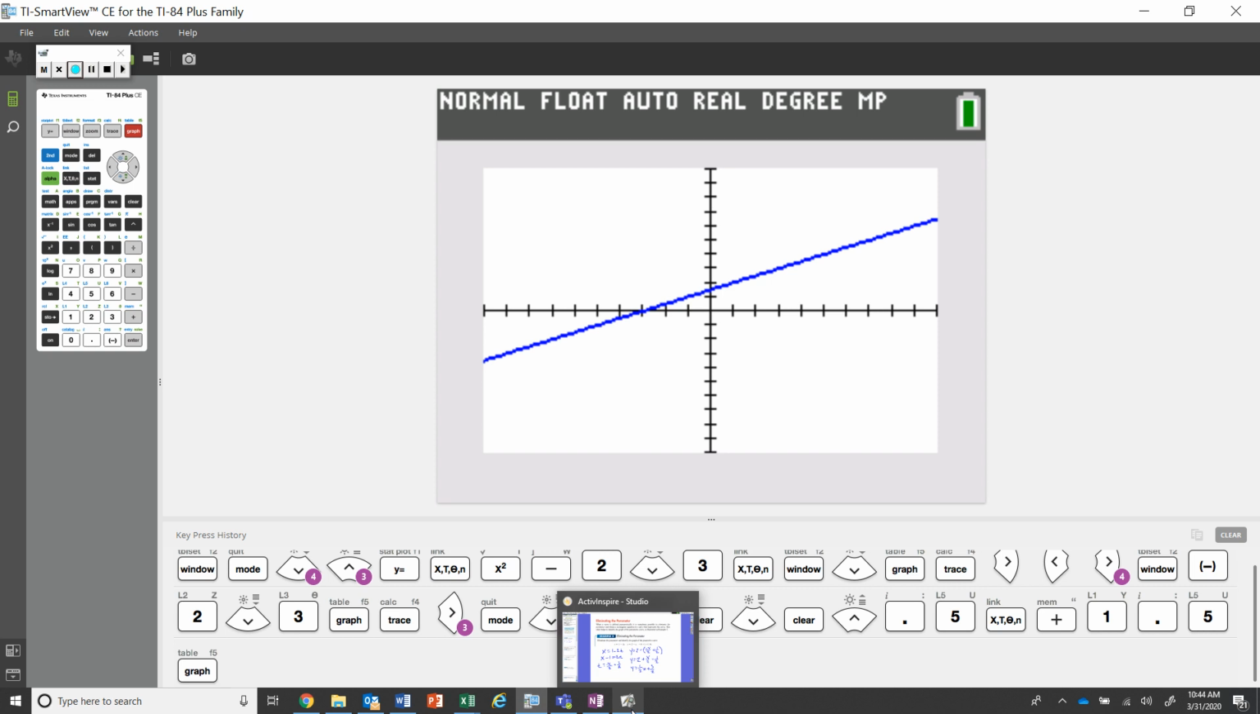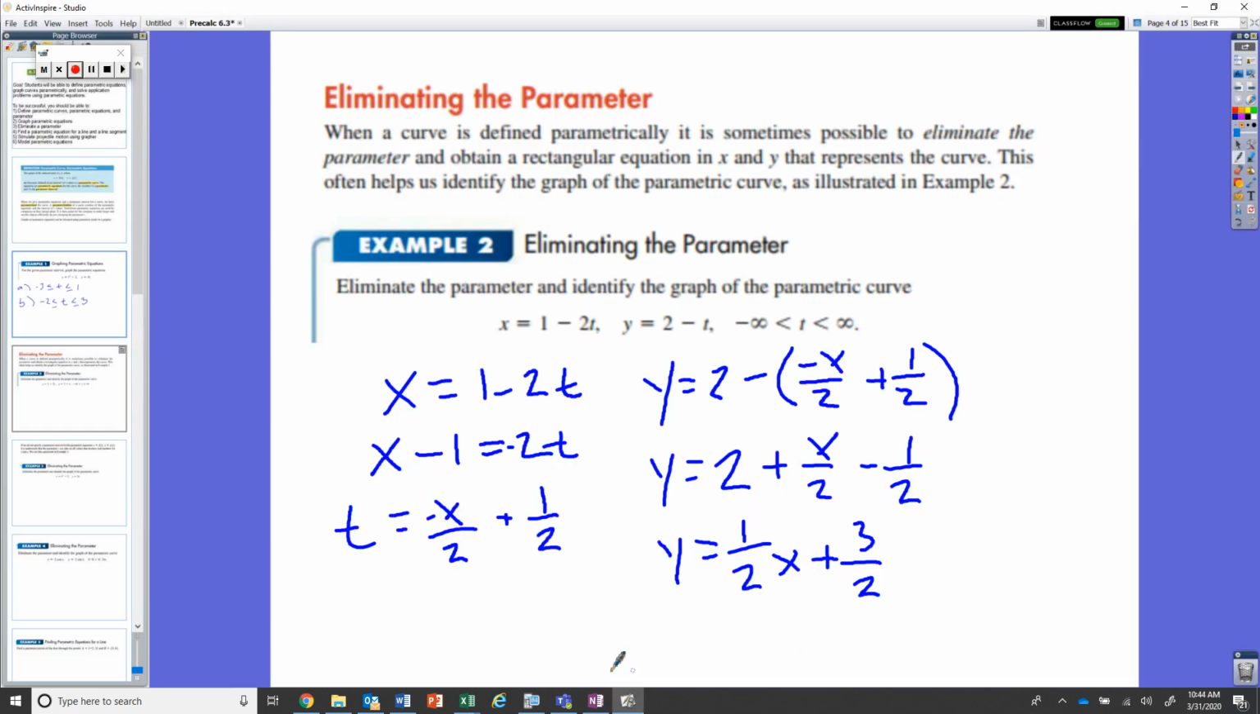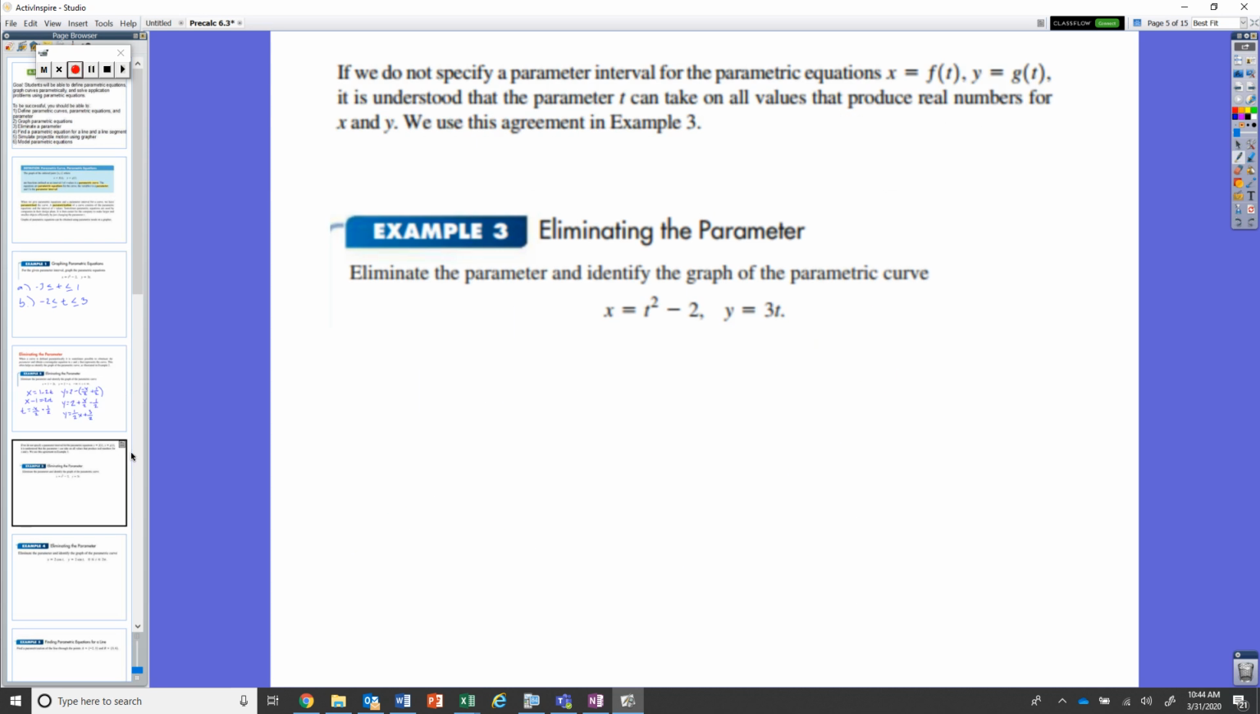Let's do one more example in which we eliminate the parameter. I want to note here, just in case you get examples where they don't give you specific parametric intervals, if the parameter doesn't have an interval, then we can assume that it's for all real numbers. Let's go with that for right now, as long as we are not given any information about the parameter's intervals. So in this case, we have that x equals t squared minus 2 and that y equals 3t. So t can be any real number.